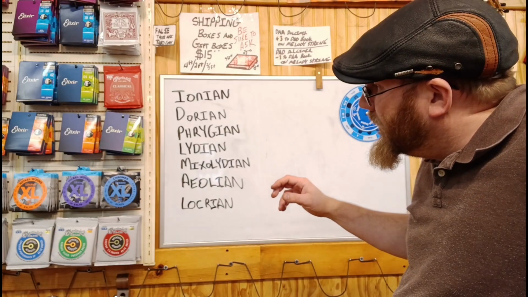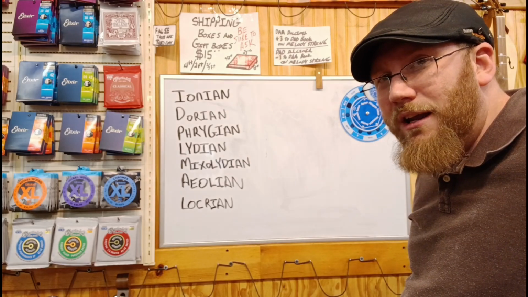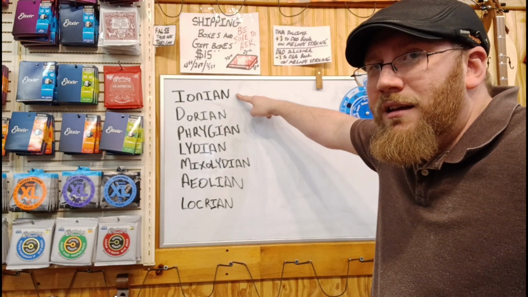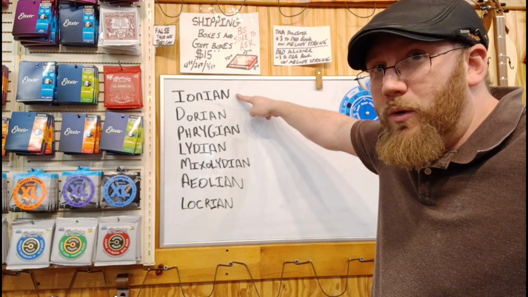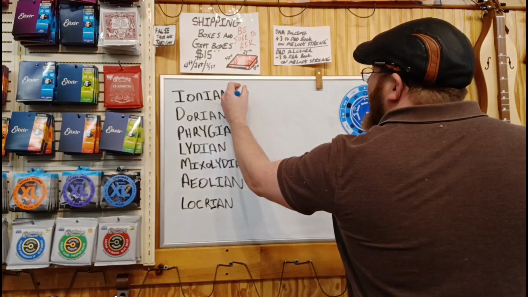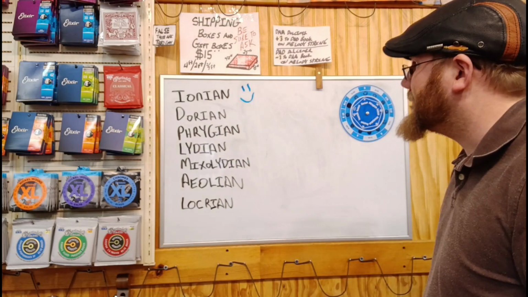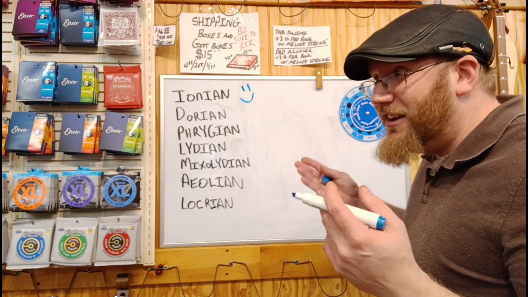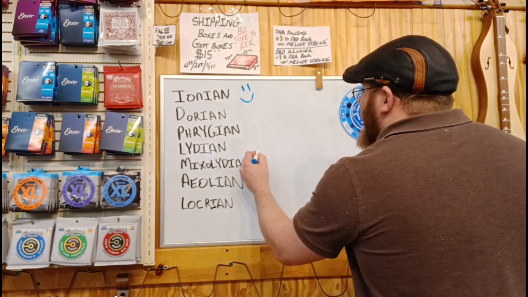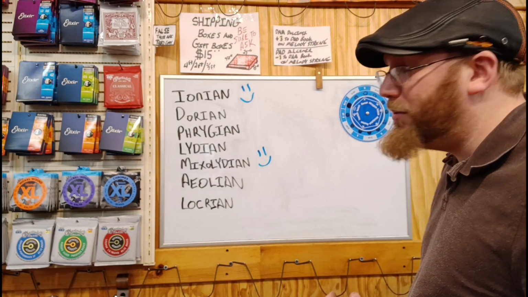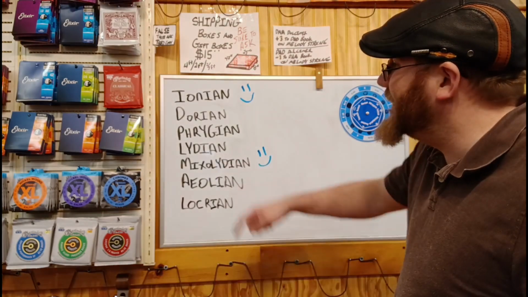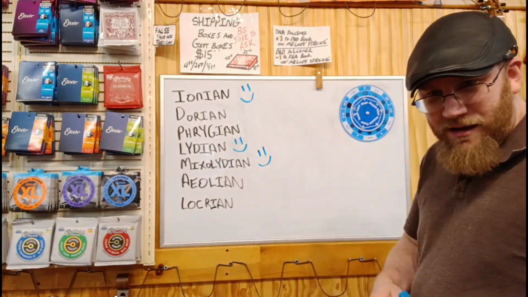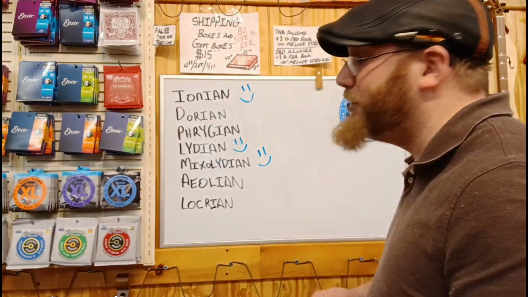You do know 2, if not 3, of these words already. The word Ionian is actually your regular major scale. So it's a happy scale. I'm going to make a little smiley face, okay? Happy scale. You also know the word Mixolydian. That is also a type of happy scale. So I'll make another smiley face referring to a type of happy scale. And Lydian, that is also another type of happy scale.